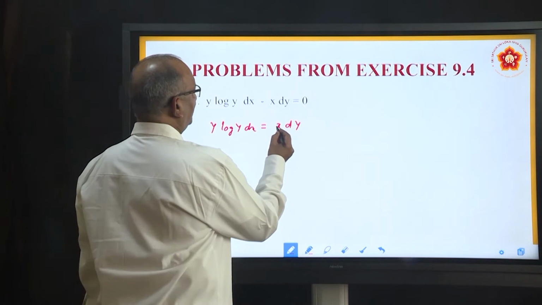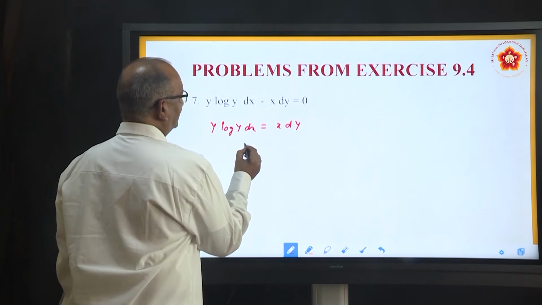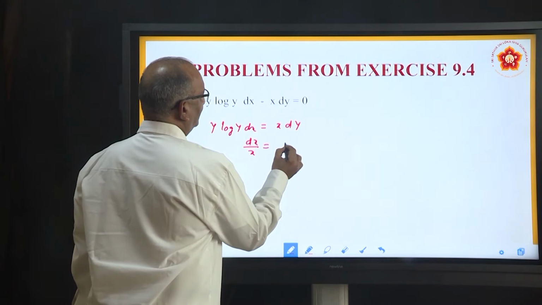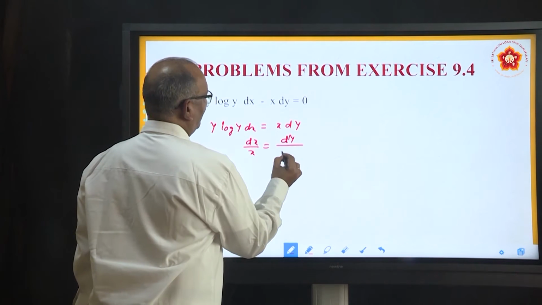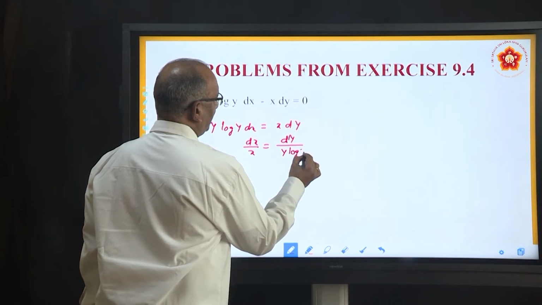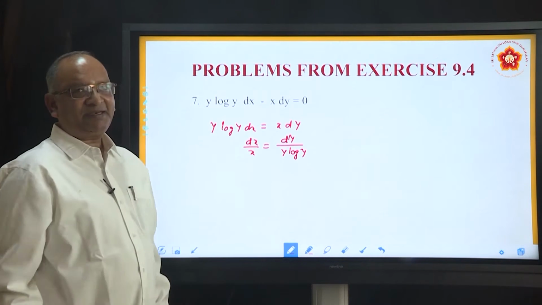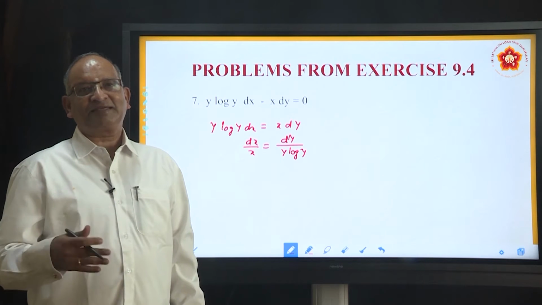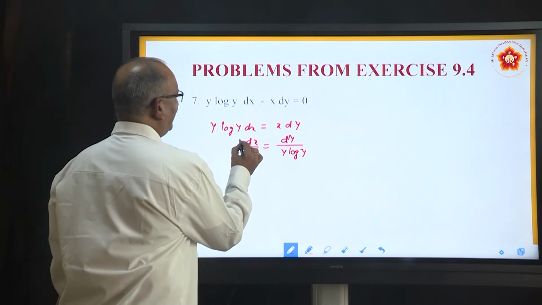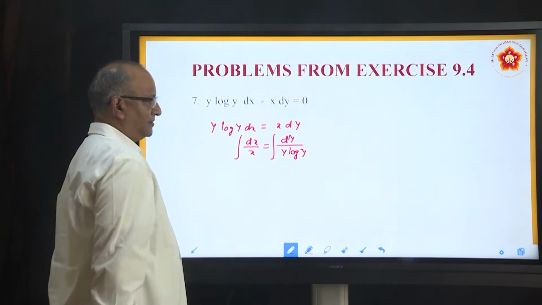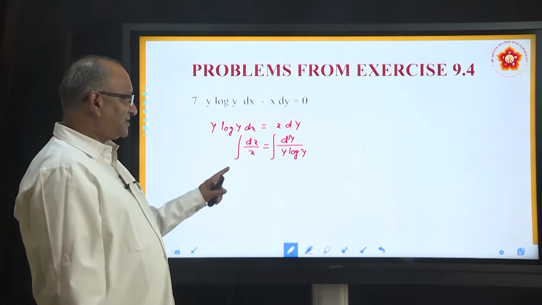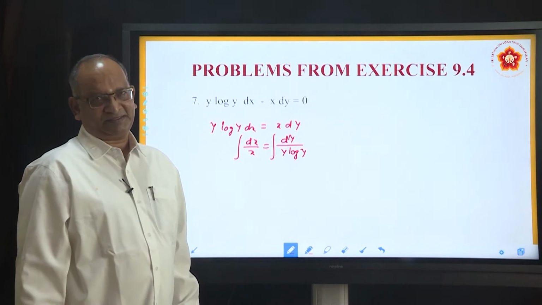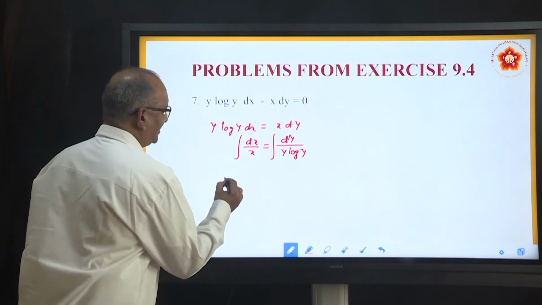So, what we do is get x this side and take this to that side. So, you get dx by x equal to dy by y log y. We have separated the variables. After separating the variables, what is the next task? The next task is to integrate both sides. As far as the left hand side is concerned, it is a very simple function. Integral of 1 by x is log x.